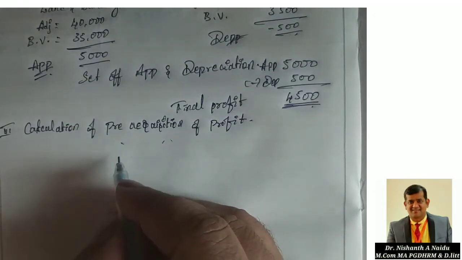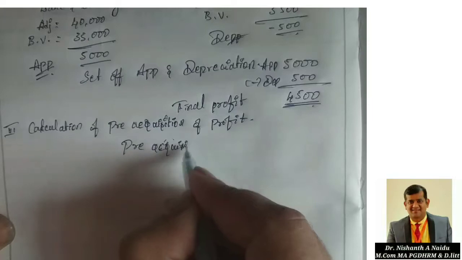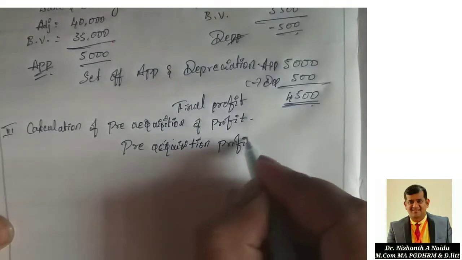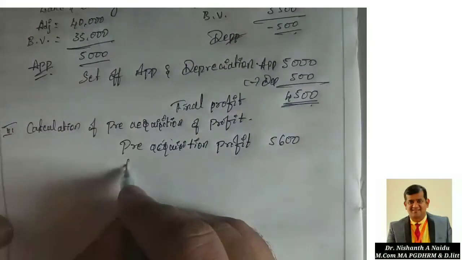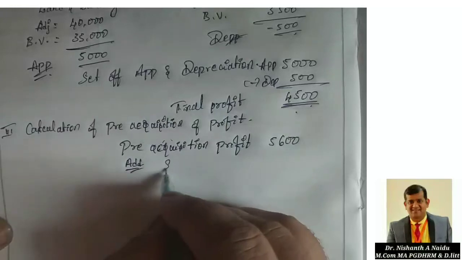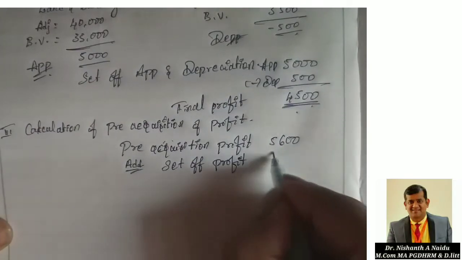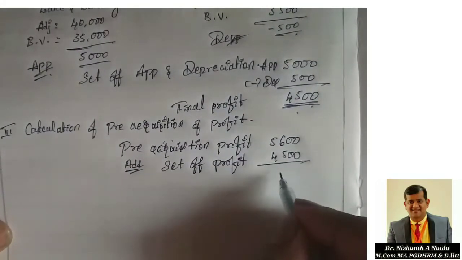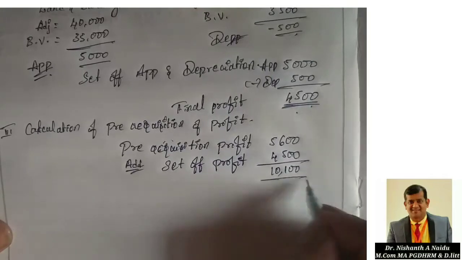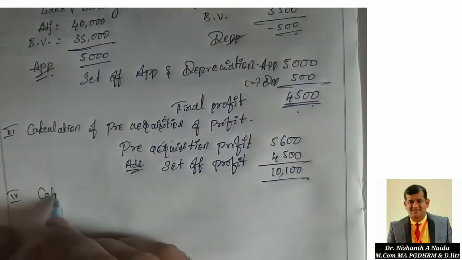5,600, correct? So let us take pre-acquisition profit 5,600, add this set of final profit, we got 4,500, add set of profit 4,500. So if you total, 10,100 rupees, 10,100.